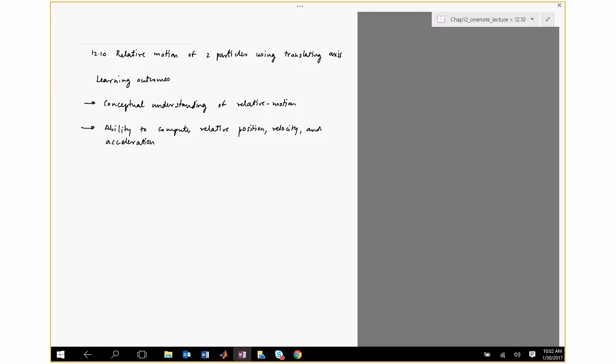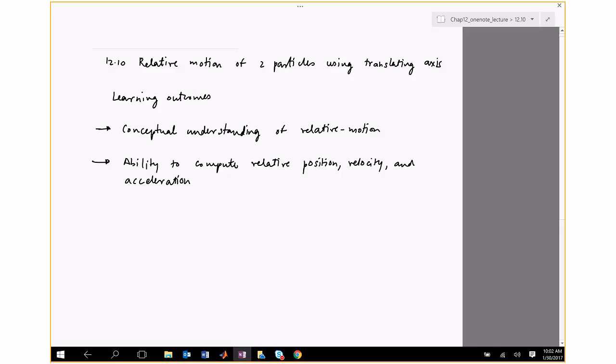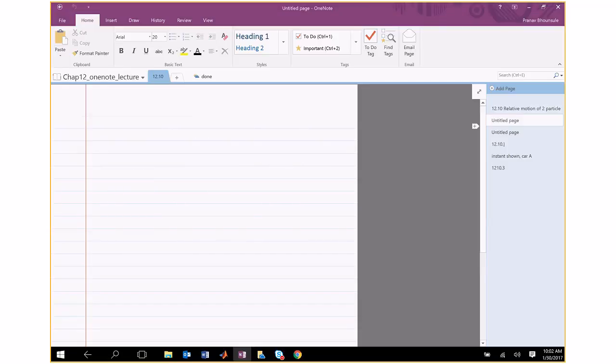Okay, let's start. So today in class, we're going to talk about relative motion of two particles, and in order to motivate this, let me tell you why we would be interested in understanding relative motion of two particles.